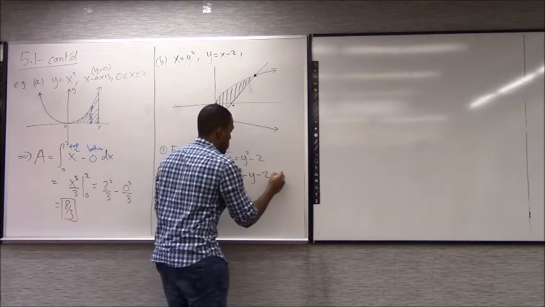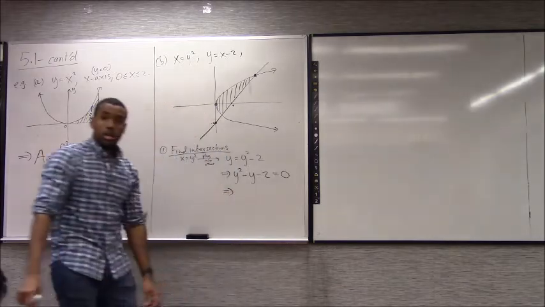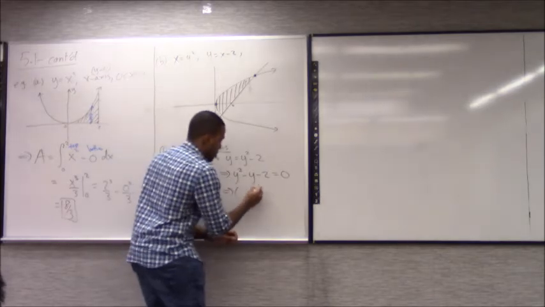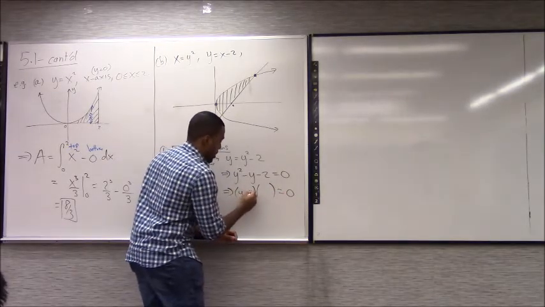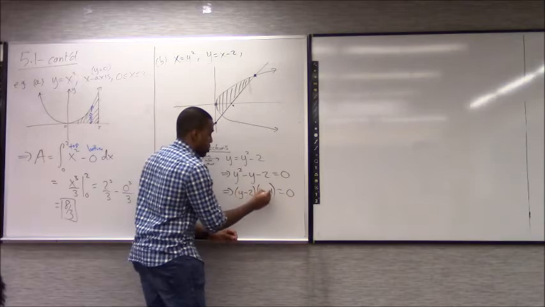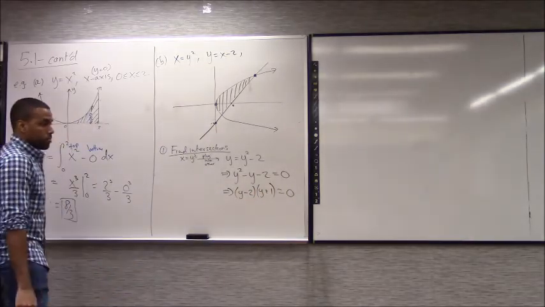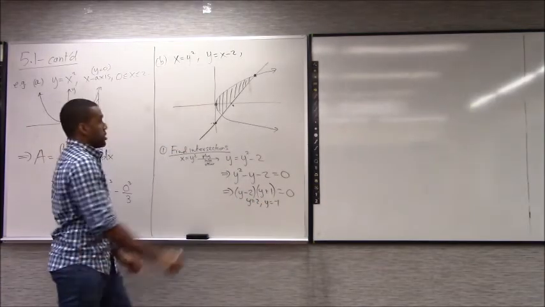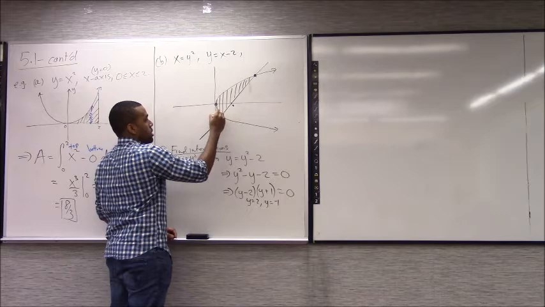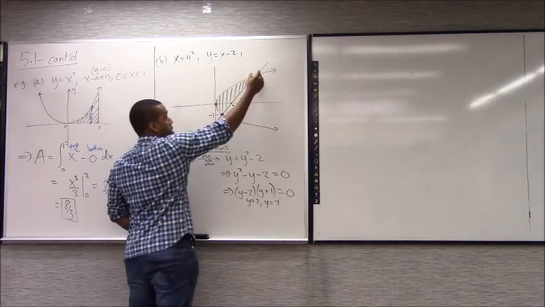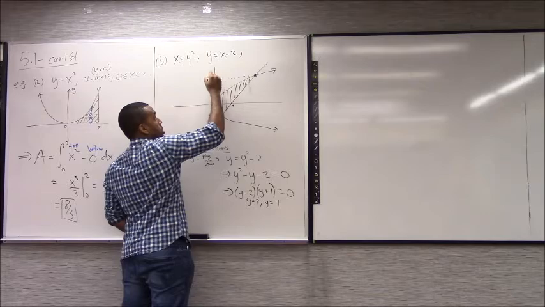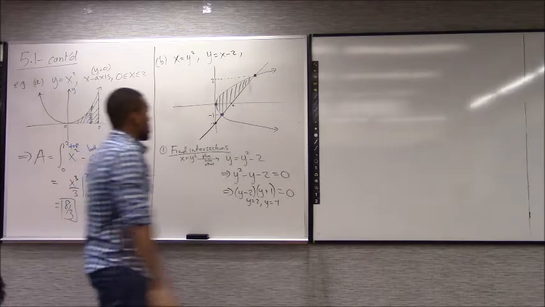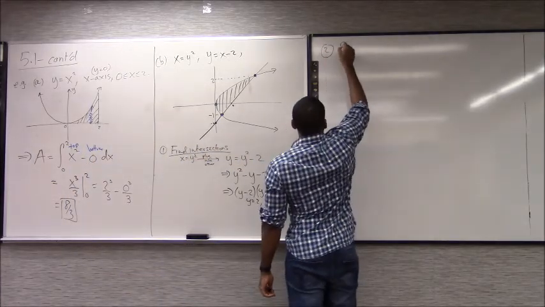So we know for this guy, and now what? Factor. Can those factor? Let's try 2 and 1 seems to be what we should try. Minus 2 plus 1 seemed to work. And so we get y equals 2, y equals minus 1. So obviously this point here gives us the minus 1. This point here gives us 2. Okay, so we found the intersection points. Now we're going to set up the integral.